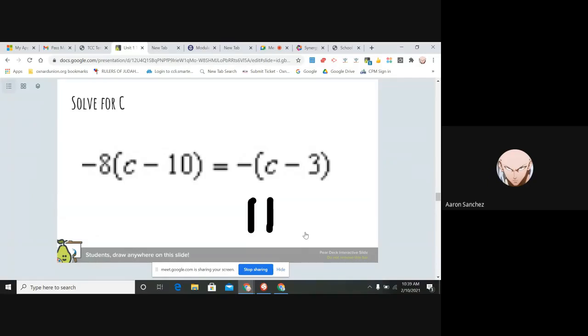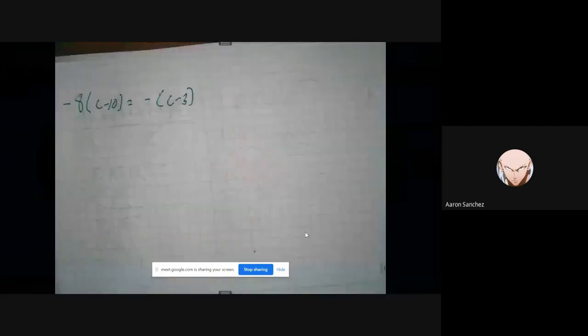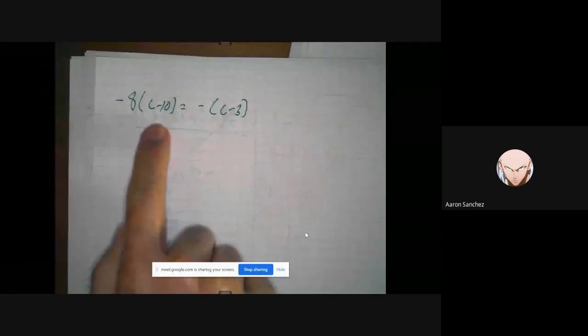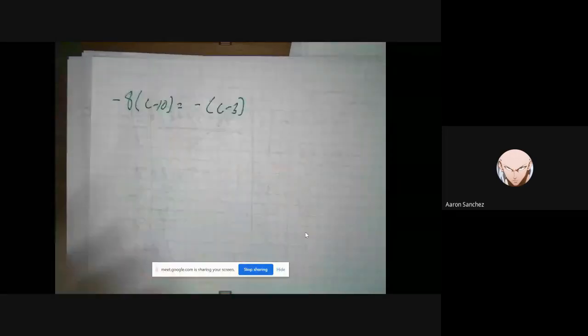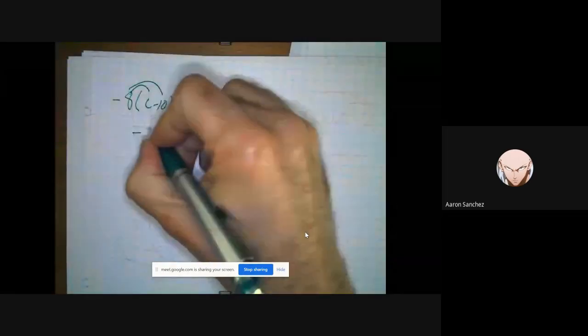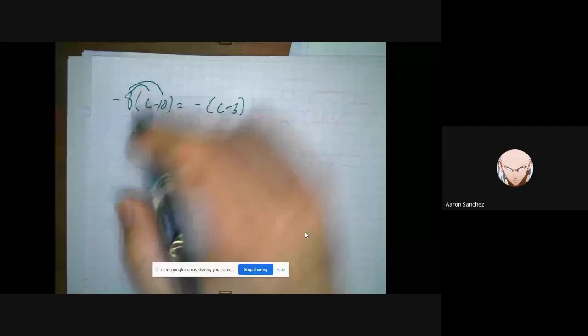Okay, but here we go. I'll do this, and then we'll be done. And if you want to stay and get more help, you can. Negative 8 times (C minus 10) equals negative (C minus 3). Because there's C on both sides and we have parentheses, it makes it kind of challenging. So we got to get rid of it. I can't just divide by negative 8. I have to get rid of the parentheses since there's no number here. I got to multiply the negative 8 through. So negative 8 times C, negative 8 times negative 10. Negative 8 times C is negative 8C. Negative 8 times negative 10, remember, they're both negative, it's positive 80.